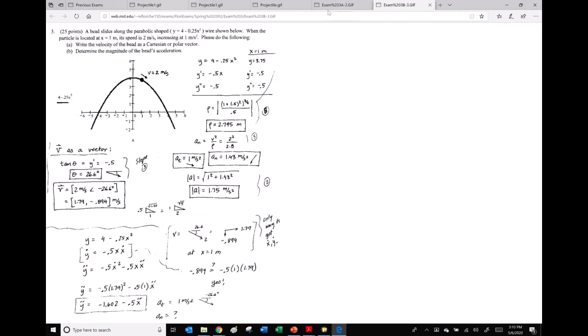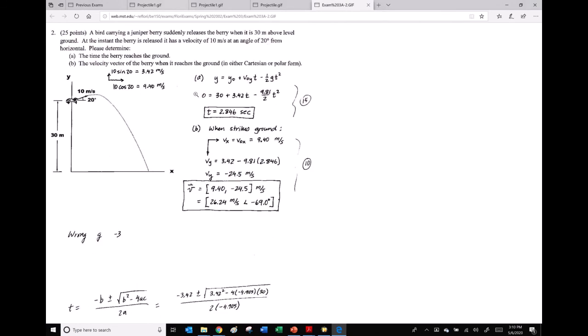It's not really projectile motion, although you've got something like this right here. We have this bird carrying a juniper berry that suddenly releases it. The bird is coming up at 10 meters per second, so the berry is coming up and it's going to land, and you want to predict where it's going to land.